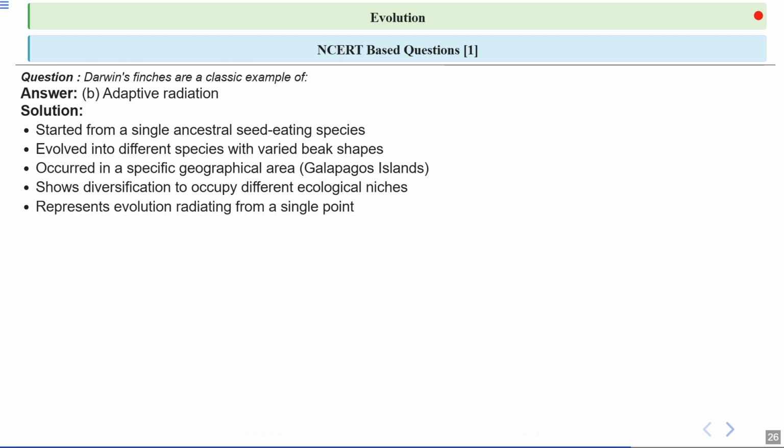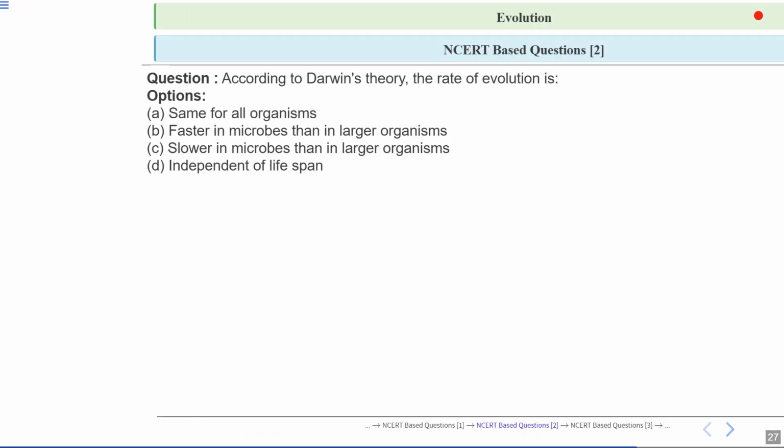Clear? So what is the trigger for adaptive radiation? The presence of a new environment or new niche. This also represents evolution radiating from a single point, meaning there is a single ancestor, and from the single ancestor, different species are being formed.